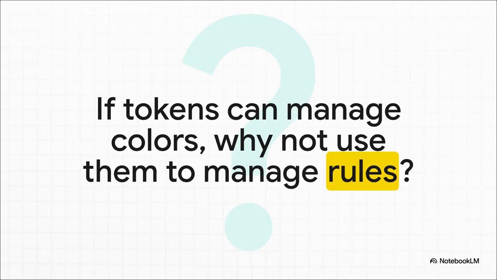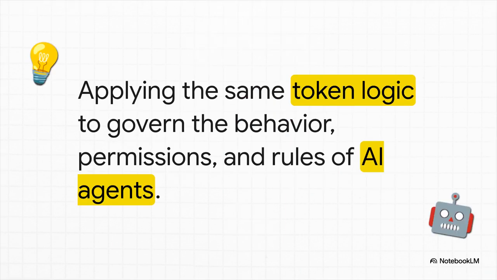And this is the big what if. If a token can tell a button what color it should be, what's really stopping it from telling an AI what it is and is not allowed to do? Could we use the exact same logic to build guardrails for AI? And yep, that is the big idea. We can take this system that's already proven to work for design and just apply it to governing AI behavior. Instead of storing colors and fonts, we start storing things like policies, permissions, and rules as tokens.